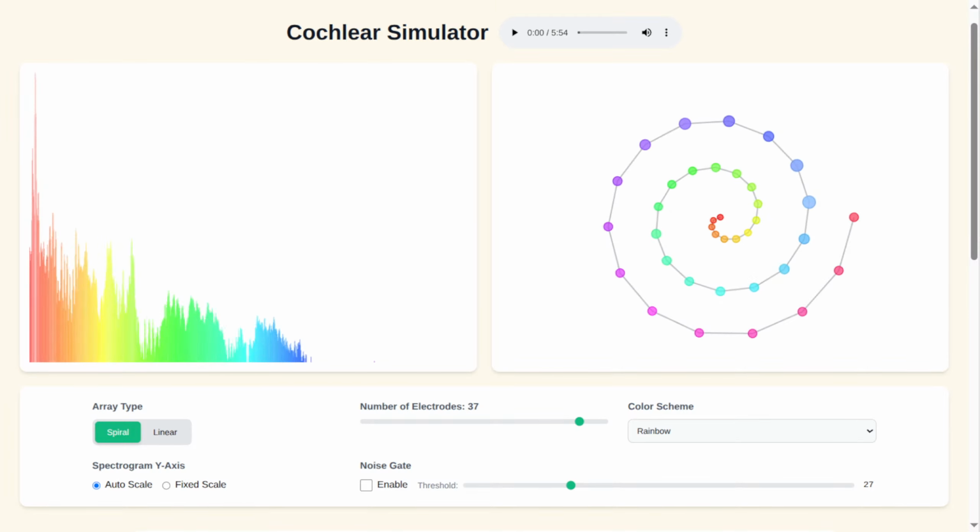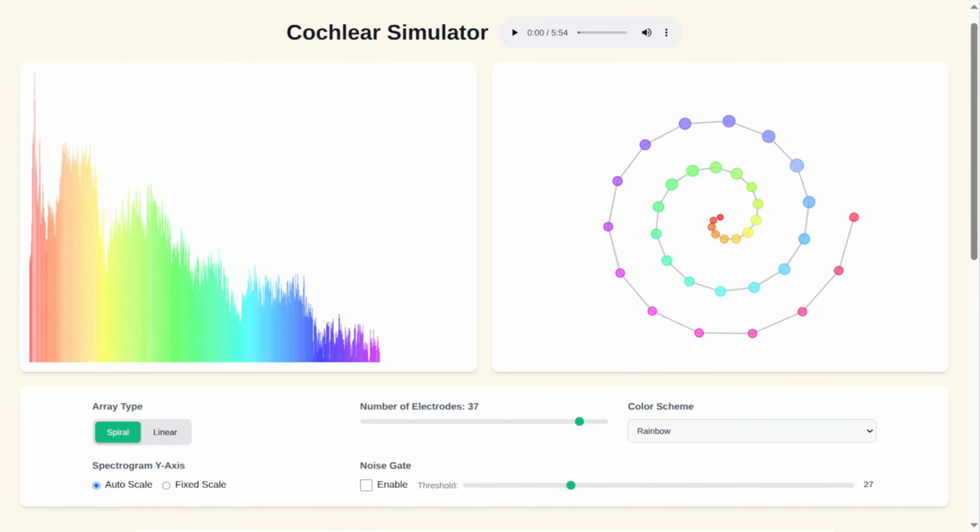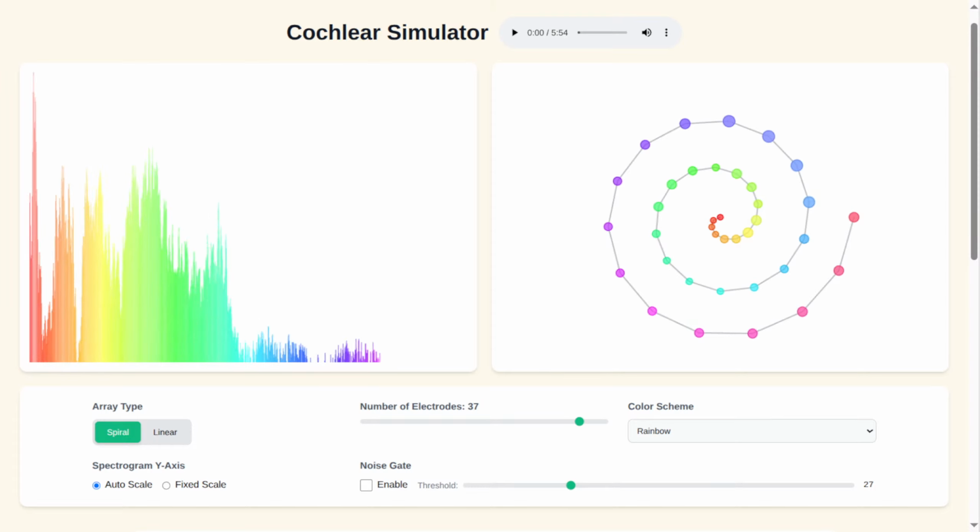Exactly. It's highly personalized. But the real challenge, arguably, lies in integrating the signals from these two fundamentally different devices, the electrical CI signal and the acoustic HA signal. Right. One's electric, one's acoustic amplification. How does the brain handle that? Well, that's the tricky part.